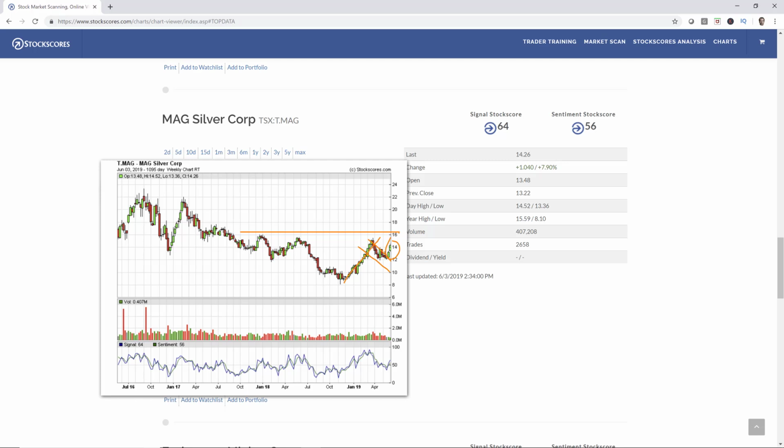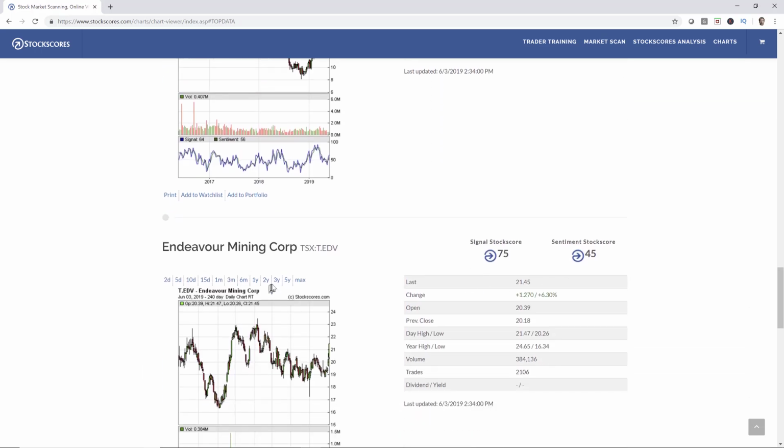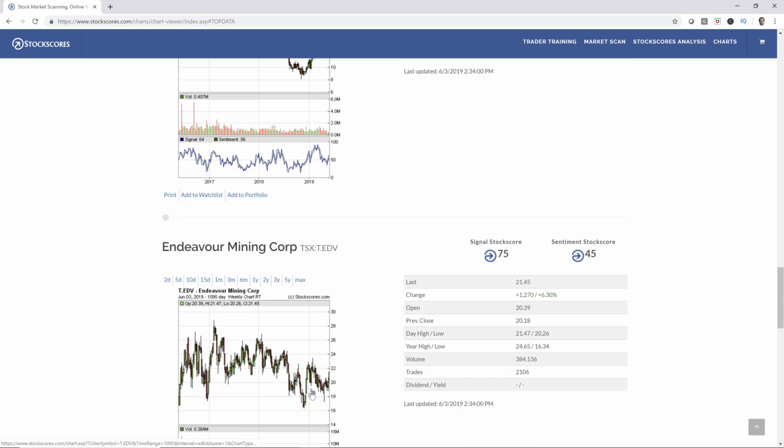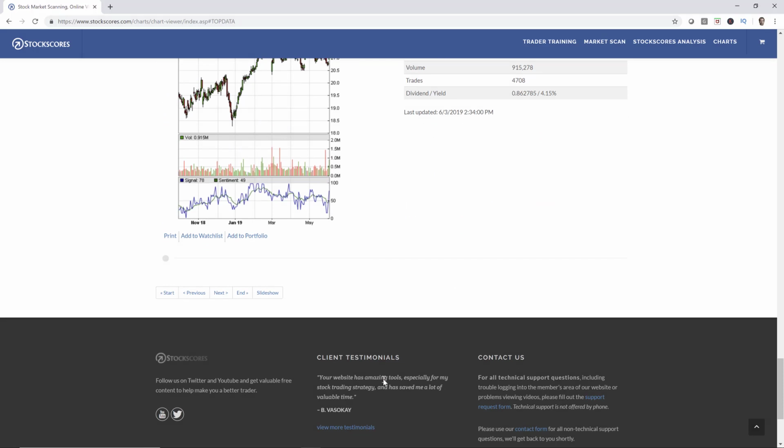But I think if you're looking for a place to hide, some of these silver stocks are worth considering, although I wouldn't consider them if the market reverses and starts to strengthen. Endeavour Mining really hasn't broken its downward trend line yet, nor is that one a great chart pattern.